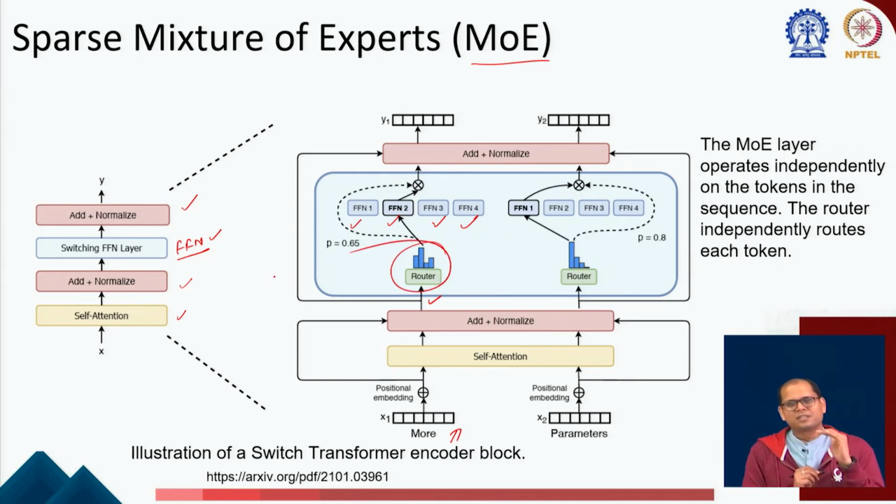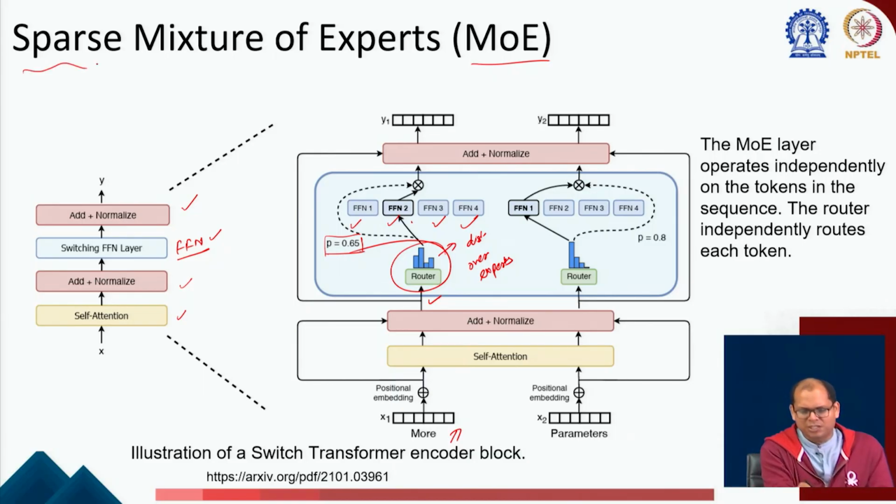And this router does a very simple thing. It just computes probability for all the experts, so it computes a distribution over the experts. So which expert should I route it to? And suppose I find that the second expert has the highest probability, so I can just route it to that. Of course, in the general formulation, you compute probabilities and you can actually route it to all the experts with their probabilities. So that's the general formulation.